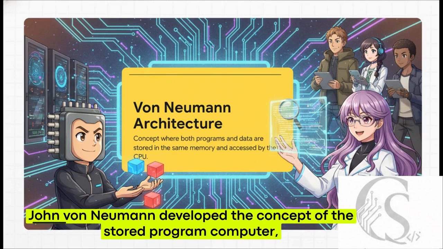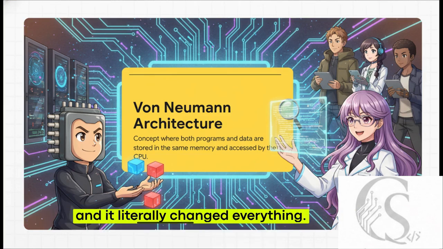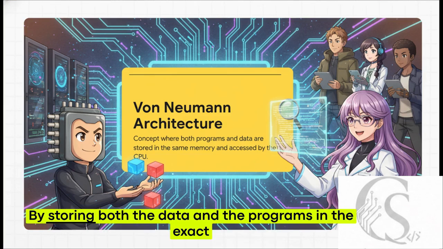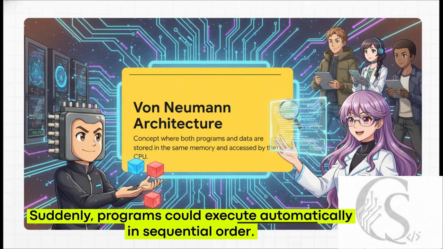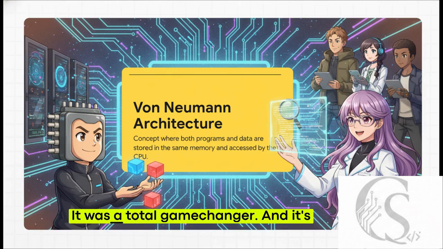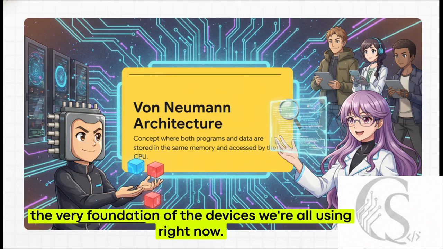But then, John von Neumann developed the concept of the stored program computer, and it literally changed everything. By storing both the data and the programs in the exact same memory space and letting the CPU access that memory directly, suddenly, programs could execute automatically in sequential order. It was a total game changer, and it's the very foundation of the devices we're all using right now.